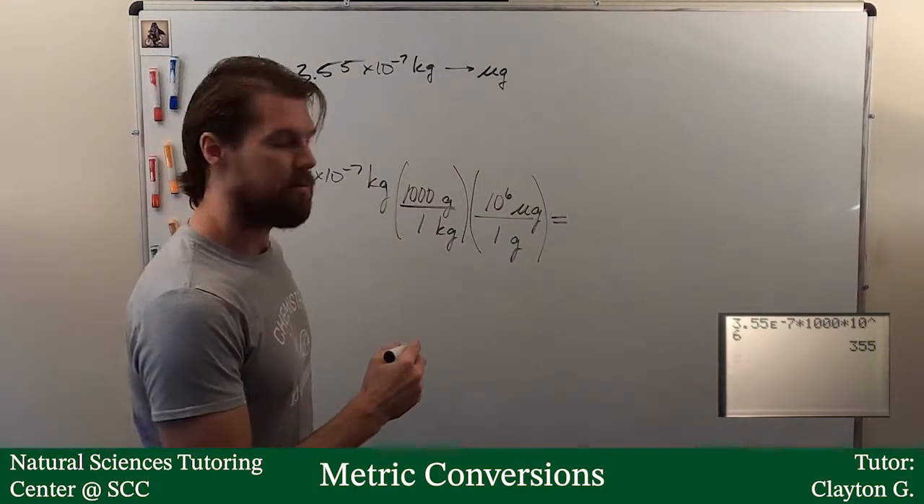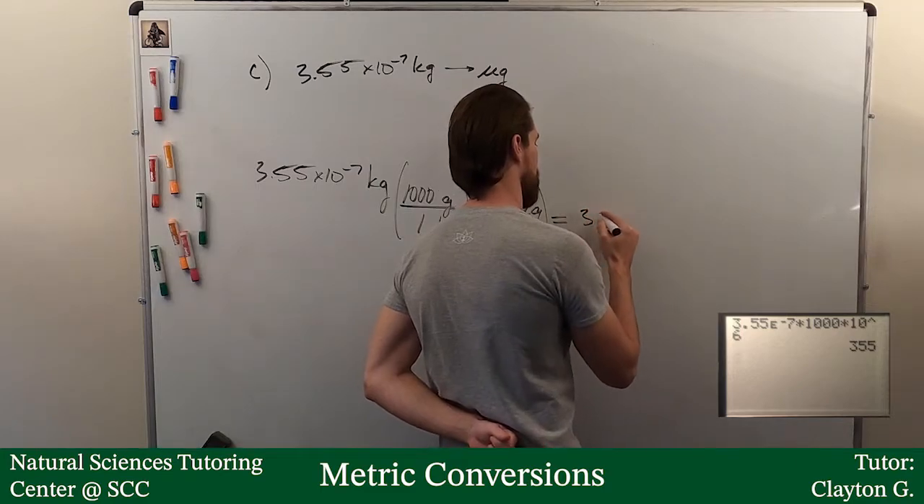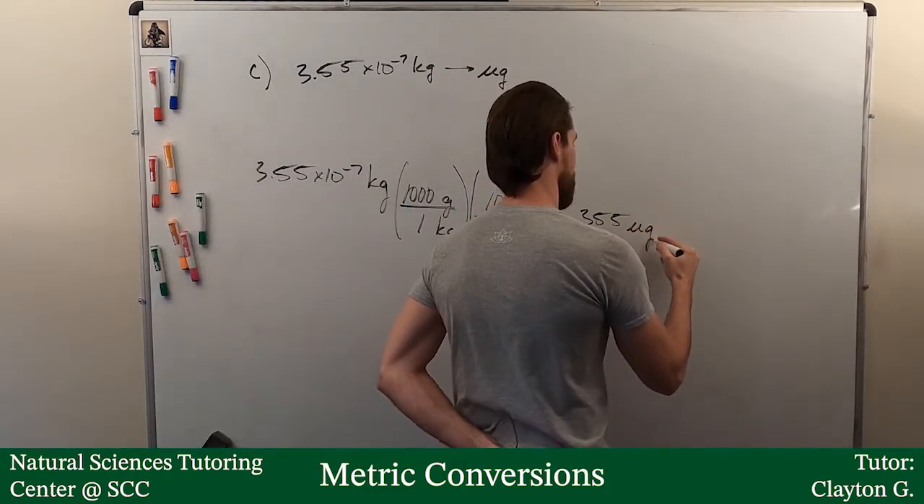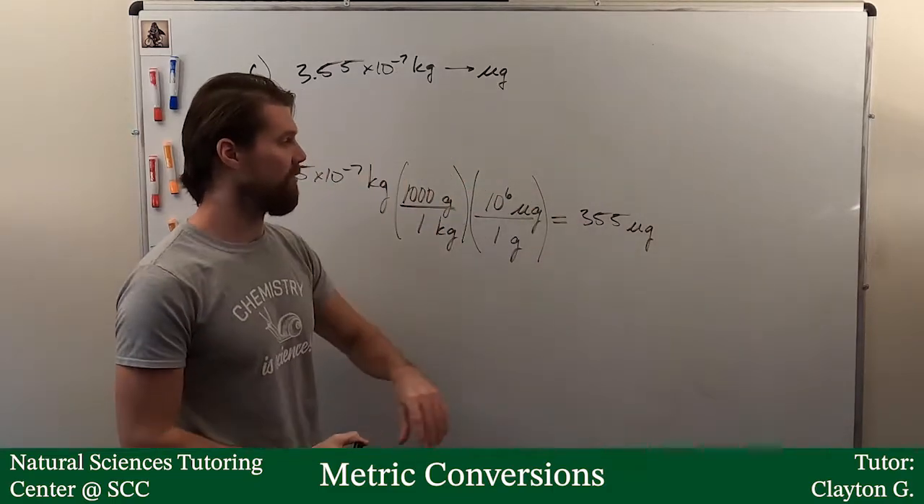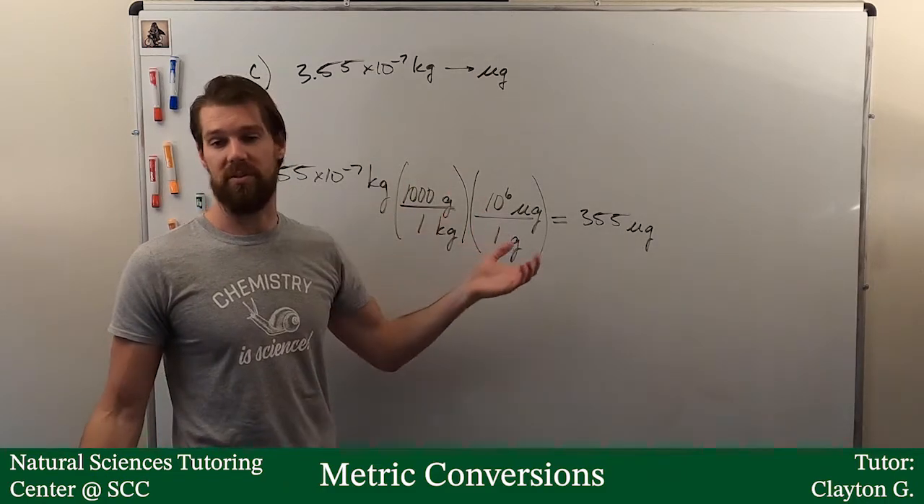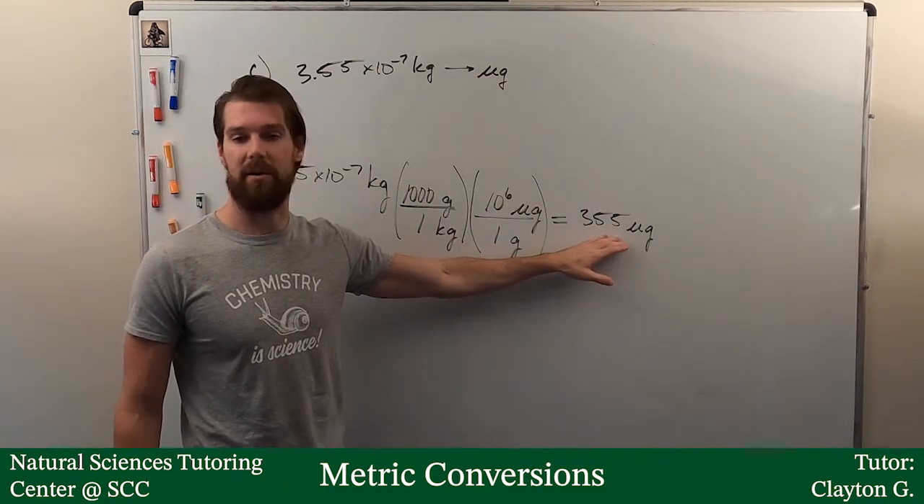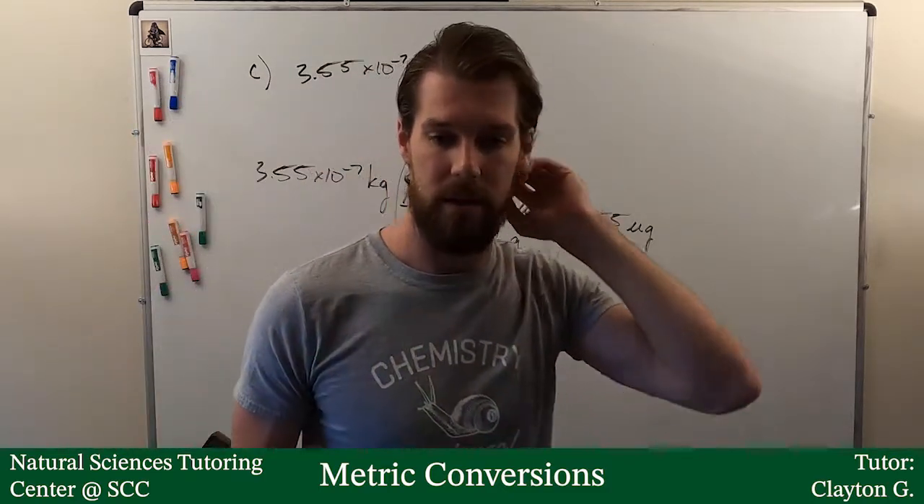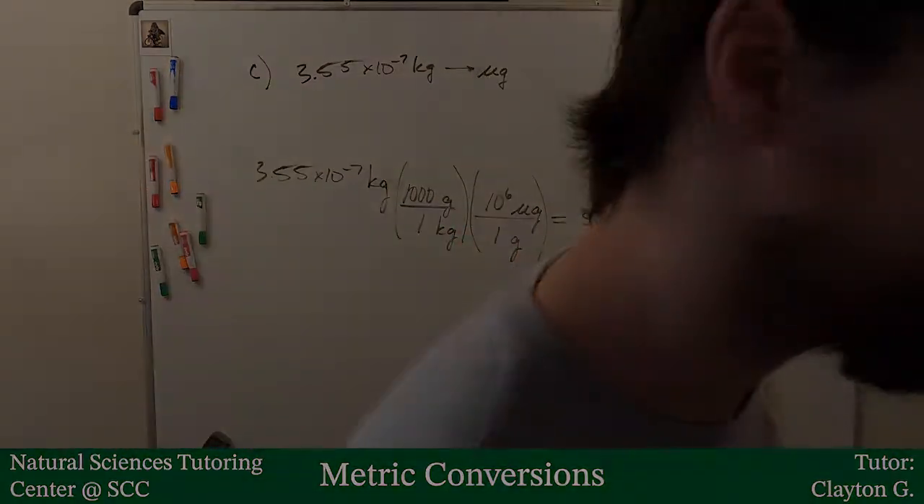Okay, so this is 355 micrograms, and again, this would be 3.55 times 10 to the second. That's annoying for somebody to look at. 355 micrograms. We don't need to use scientific notation in this case. All right, and let's go ahead and jump right to the final one here.